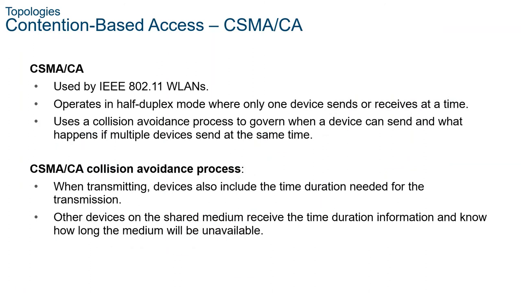Another form of CSMA used by IEEE 802.11, which pertains to the wireless LAN, is carrier sense multiple access with collision avoidance, CSMA/CA. CSMA/CA uses a method similar to CSMA/CD to detect if the media is clear, but it uses additional techniques. In wireless environments, it may not be possible for a device to detect a collision. CSMA/CA does not detect collisions but attempts to avoid them by waiting before transmitting. Each device that transmits includes the time duration that it needs for the transmission. All other wireless devices receive this information and know how long the medium will be unavailable. So it uses avoidance rather than detection.